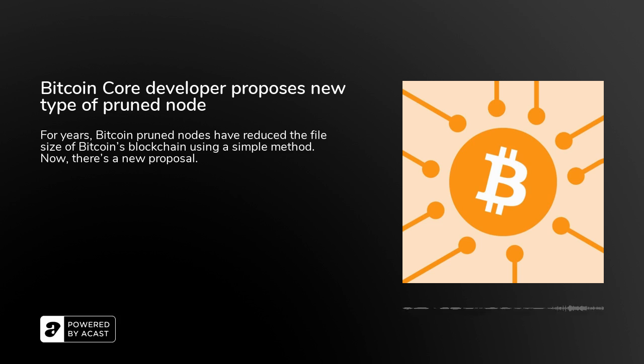For example, a pruned node operator might consider any transactions that have been validated for 100 successive blocks as immutable, allowing their computer to compress all data prior to 100 blocks ago into a single cryptographic hash.